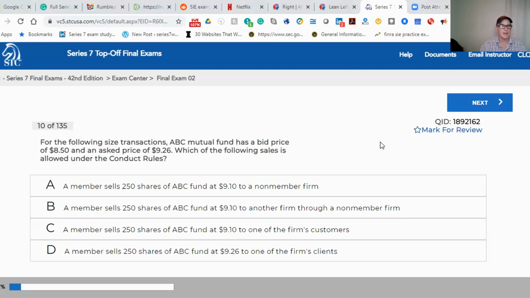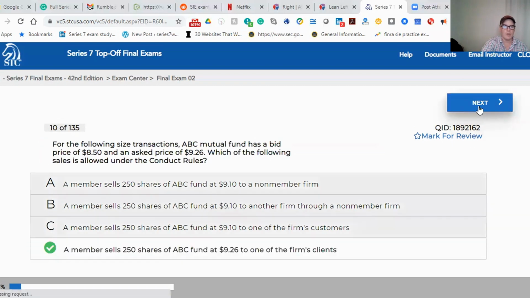Okay, we'll come back to that. A member sells 250 shares of ABC at 910 to one of its firm customers. No. And the last one sells 250 shares of ABC Fund at 926. That should be the answer because you're selling at the offering price. Remember, you can only give a discount off the offering price to member firms, unless they have a breakpoint. But let's go with this. Let's see if I'm right or if I read it wrong.